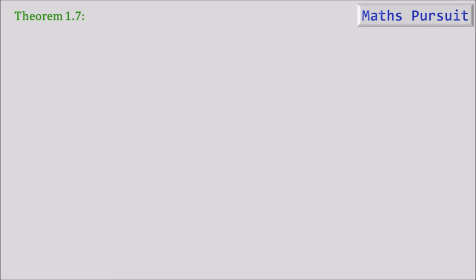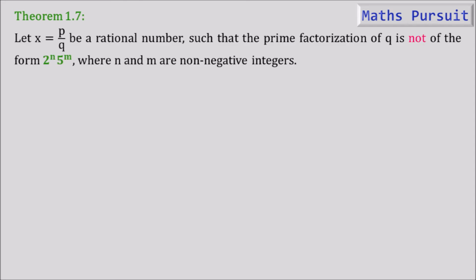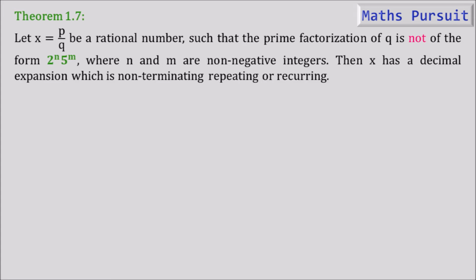So coming to the theorem, it is mentioned that let x = p/q be a rational number, such that the prime factorization of q is not of the form 2 to the power n and 5 to the power m, where n and m are non-negative integers. Guys, earlier in the other two theorems, we saw that the prime factorization of q should be of the form 2 to the power n and 5 to the power m, but here we are seeing that the prime factorization of q is not of the form 2 to the power n, 5 to the power m. So then x has a decimal expansion which is non-terminating, repeating or recurring.